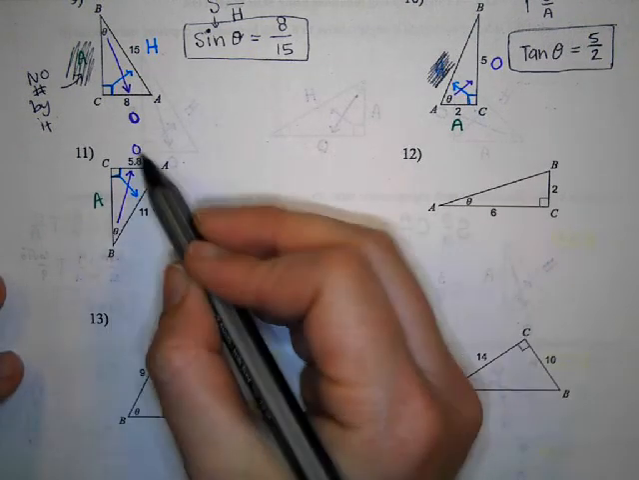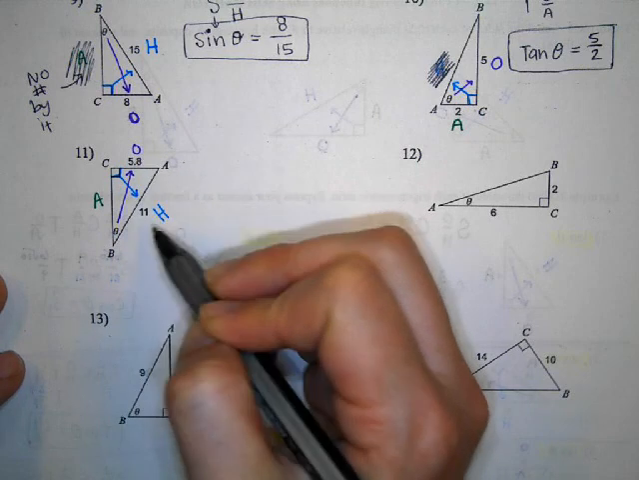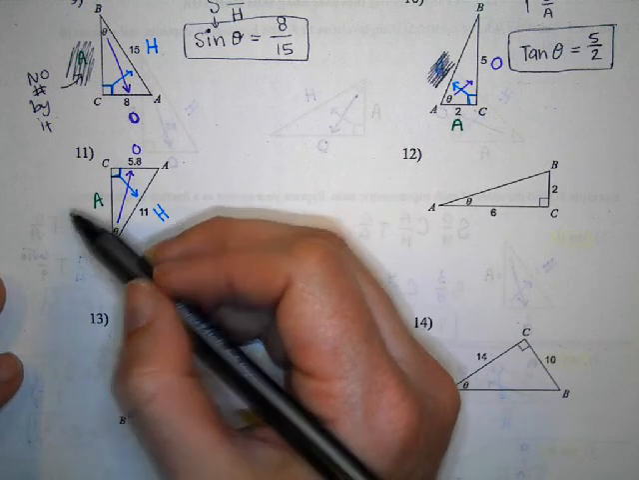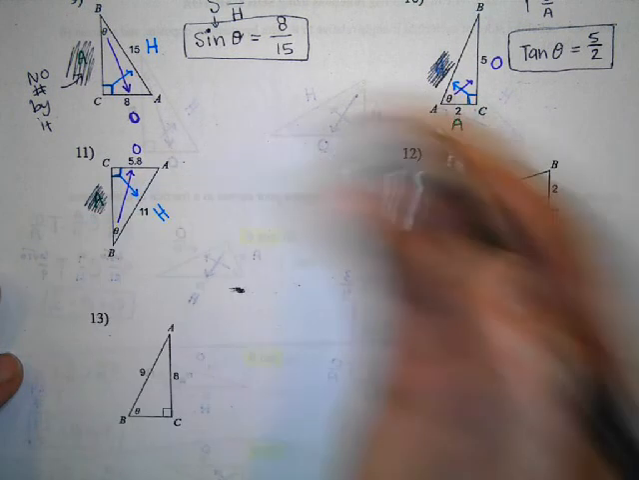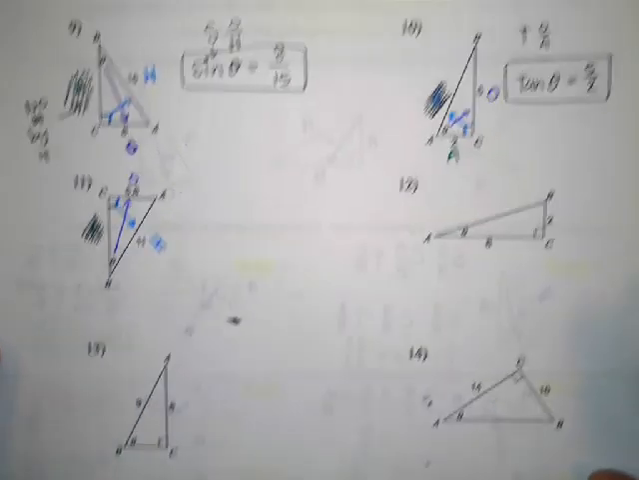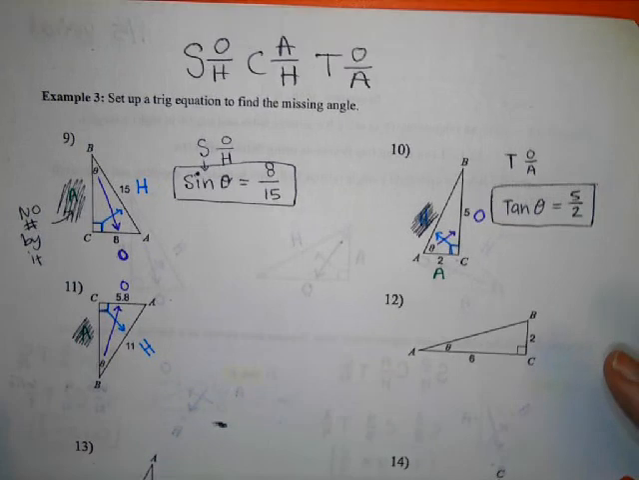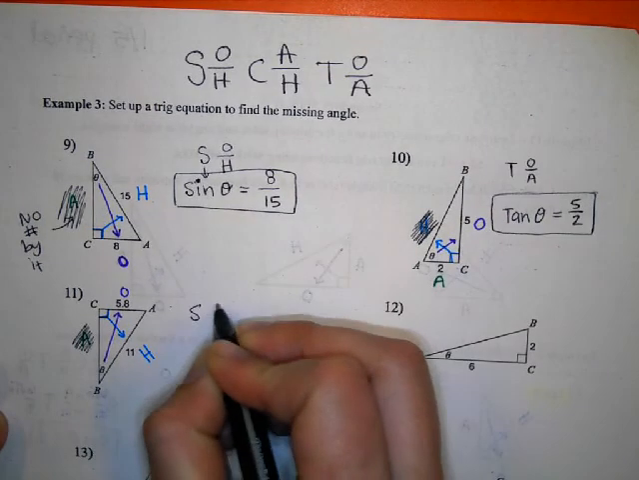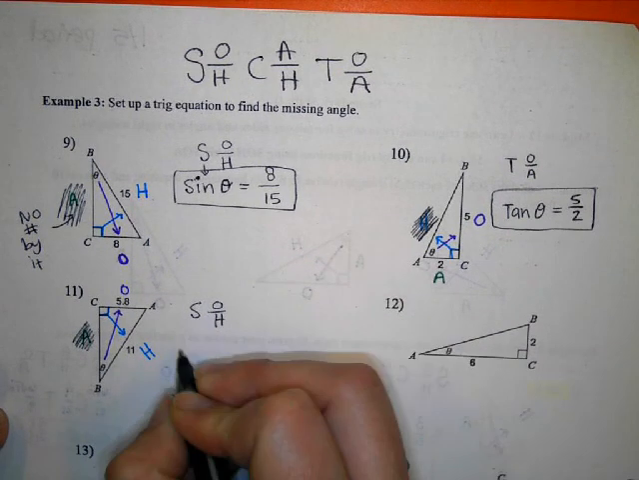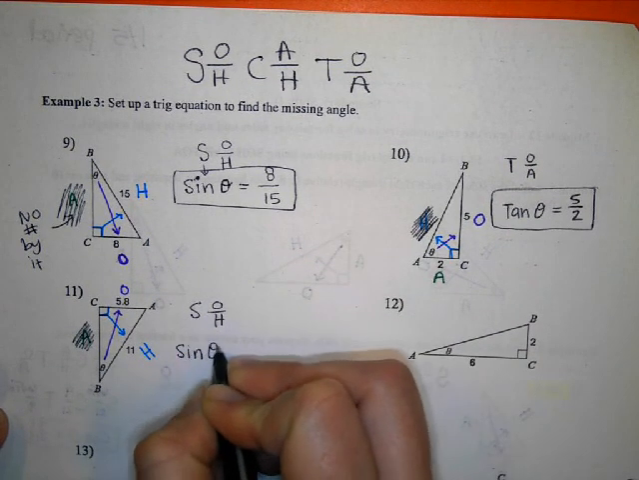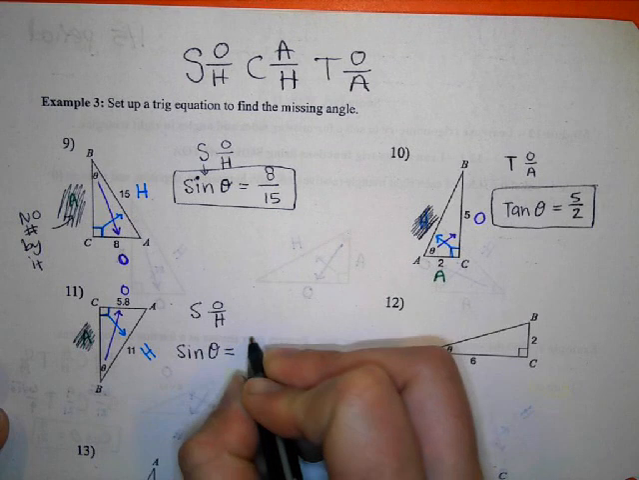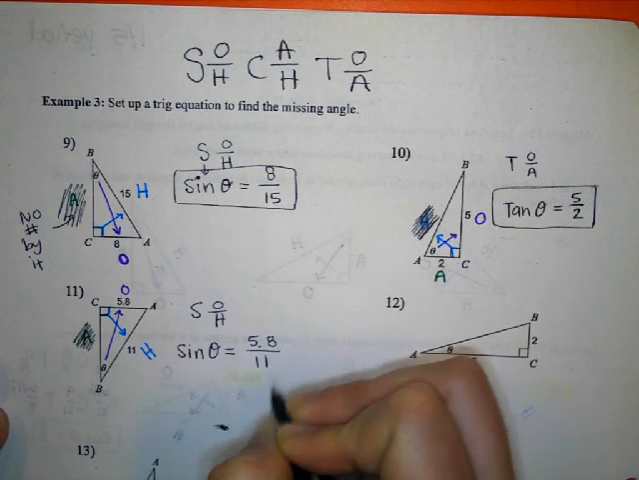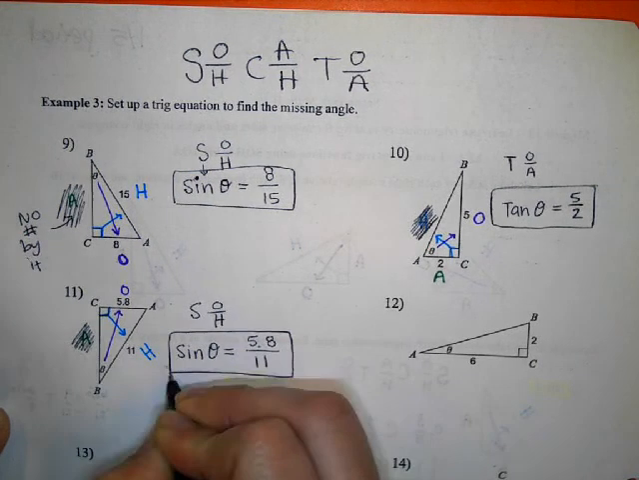I'm going to scribble out the A. A does not have a number by it. O has a 5.8. H has an 11. A does not have a number. That's why it gets scribbled. It goes away. Which means, from my SOHCAHTOA on the top, what uses O and H? S. Sine of my angle equals my O side over the H side.